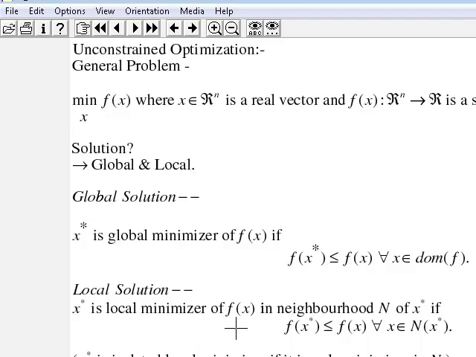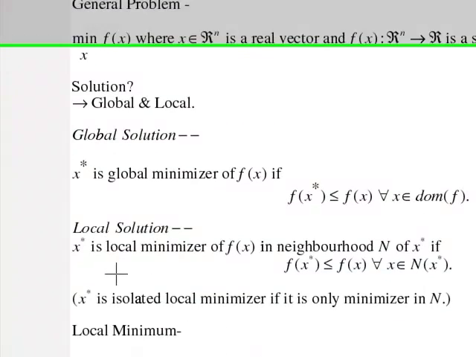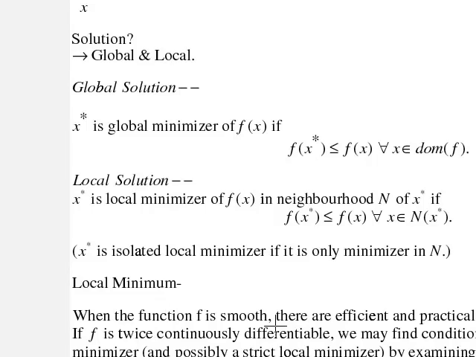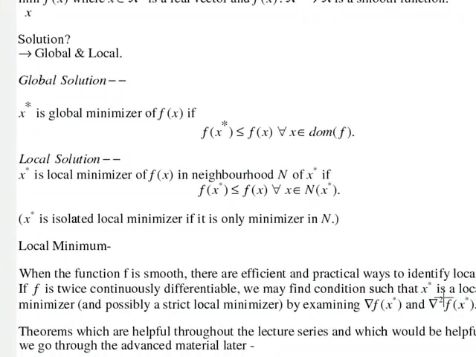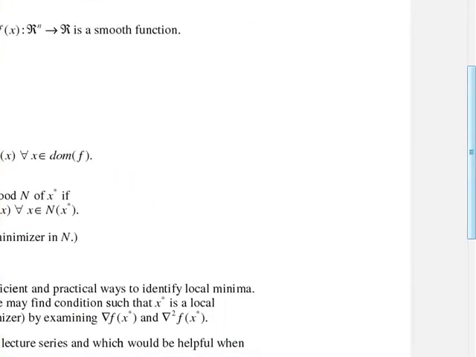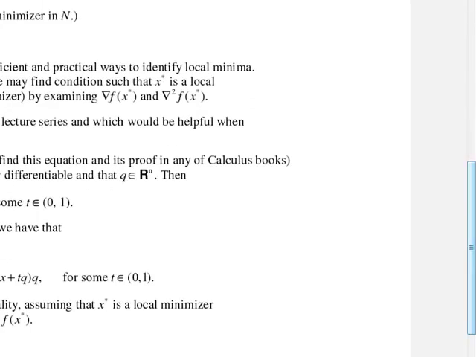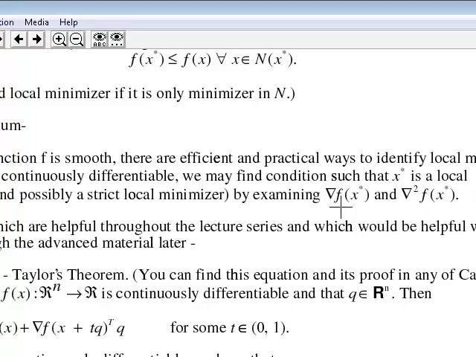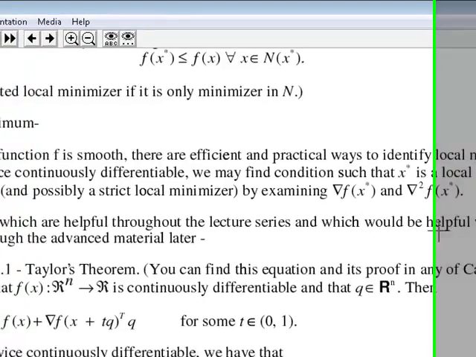When f(x) is a smooth function, you can always find efficient, practical ways to identify a local minimum. If f(x) is twice differentiable, we may find conditions on x star such that x star is a local minimizer, and possibly a strict local minimizer, by examining the gradient of f(x) or the Hessian of f(x) near the point x star or at the point x star.